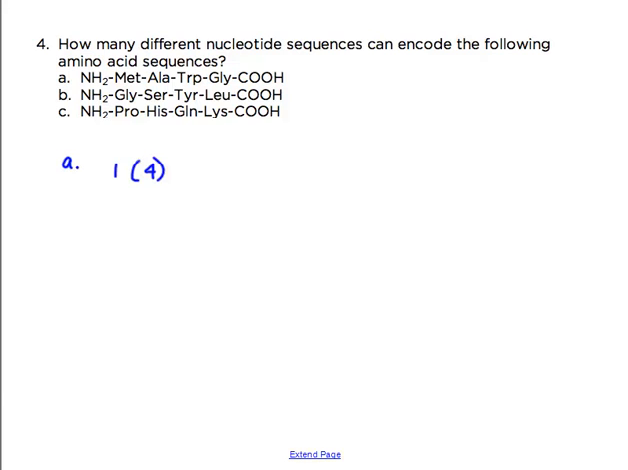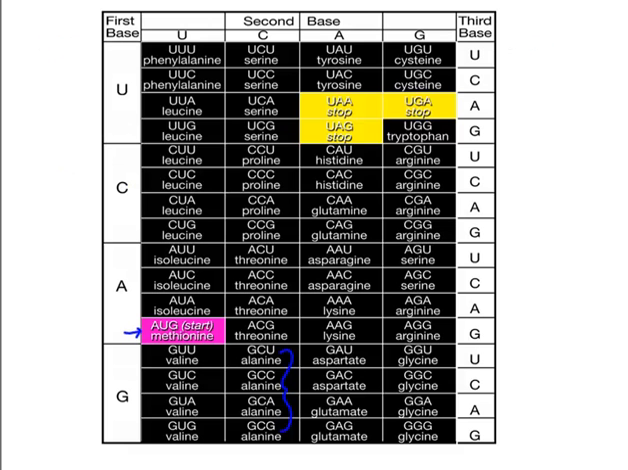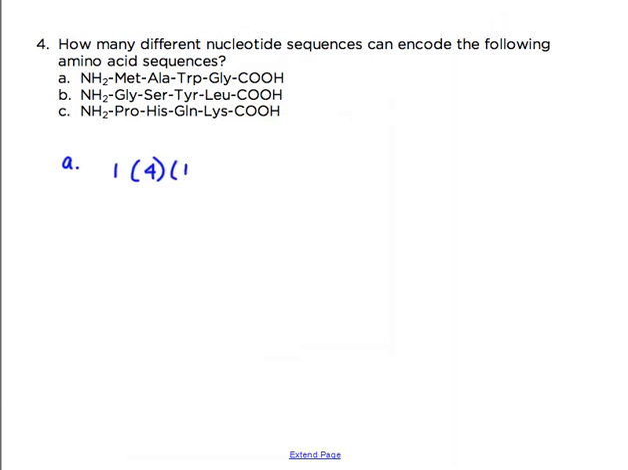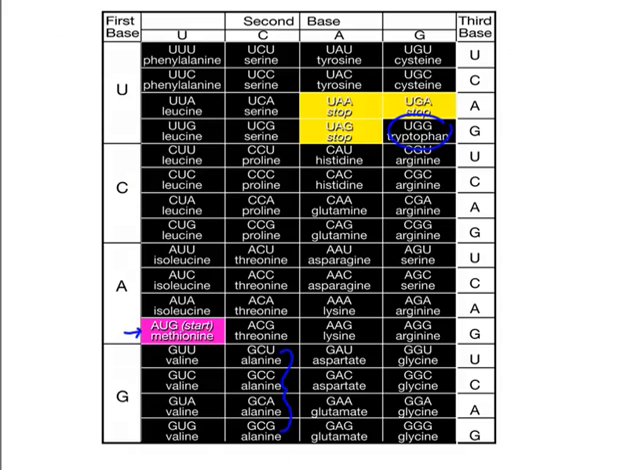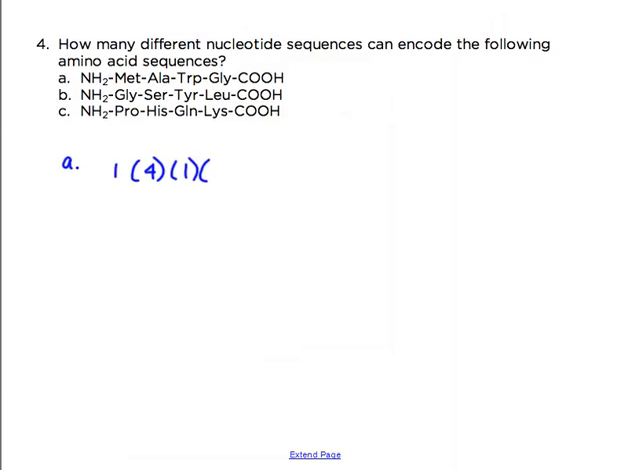So now let's look for tryptophan. Okay, so I see 1 here for tryptophan. And then finally for glycine, they're down here, and there are 4 different codons that can encode for glycine. So when you multiply these across, you get 16, and that means that there's 16 possible nucleotide sequences that are different, and that can encode these same amino acid sequences.